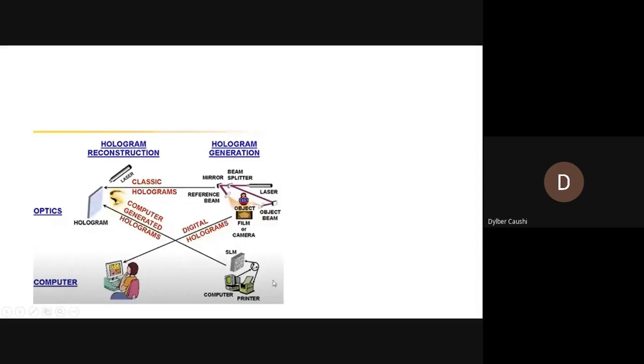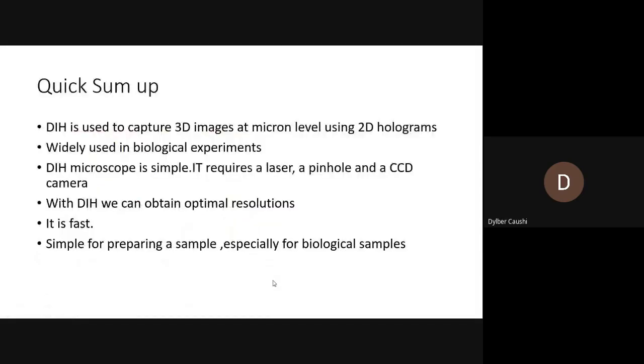We have a quick summary. Digital inline holography is used to capture 3D images at micron level using 2D holograms, widely used in biological experiments. The digital inline holography microscope is simple. It requires a laser, a pinhole, and a camera. We can obtain optimal resolutions. It is fast and simple for preparing a sample, especially biological samples. And we also have a short video.